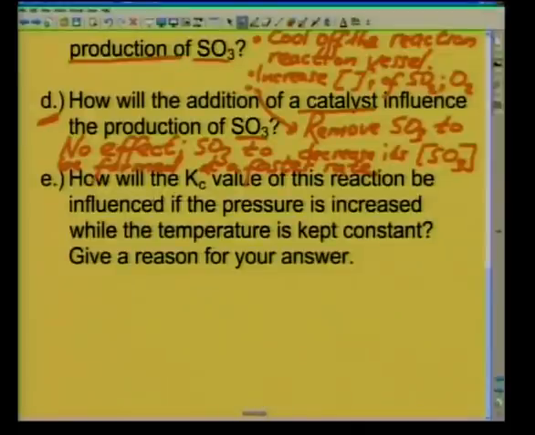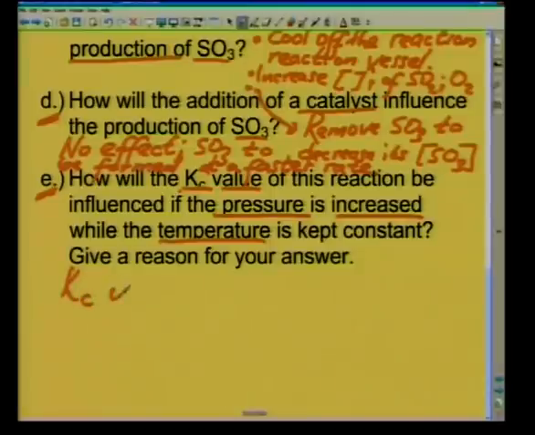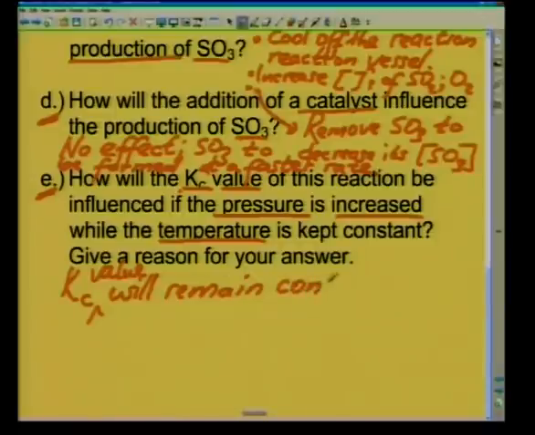Okay, now let's look at the last one, number E. How will the Kc value of this reaction be influenced if the pressure is increased while the temperature is kept constant? Give a reason for your answer. I have told you pressure won't change the Kc value. So Kc will remain constant. The Kc value will remain constant. Okay?